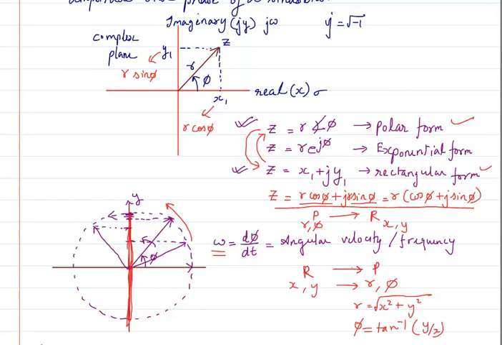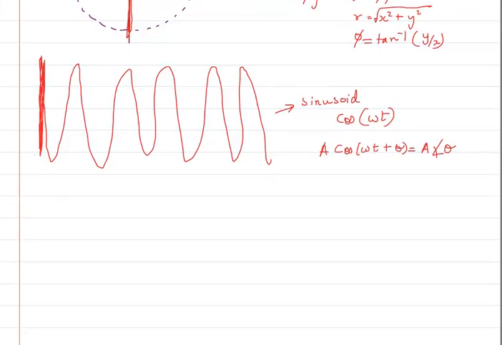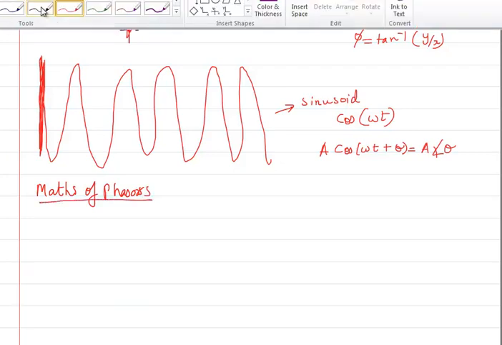Now, why am I saying so much? Because in AC circuits, everything is either written in polar form or rectangular form. That is the reason why we are doing this. Next, let us see what the maths of phasors is.